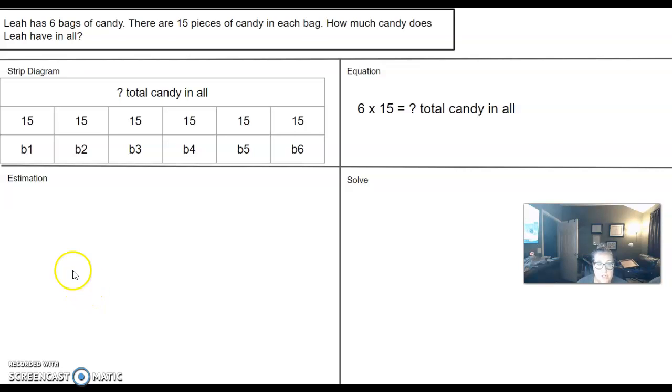Okay, now it's your turn to estimate. So you have these 4 problems. I went ahead and included the strip diagram and equation from yesterday, but all you're going to worry about today is the estimation. So the first question says Lee had 6 bags of candy.